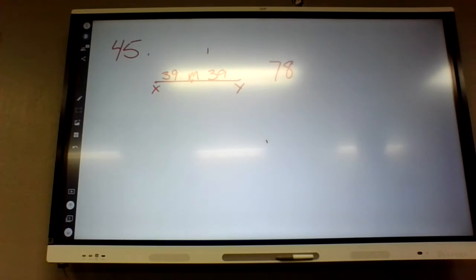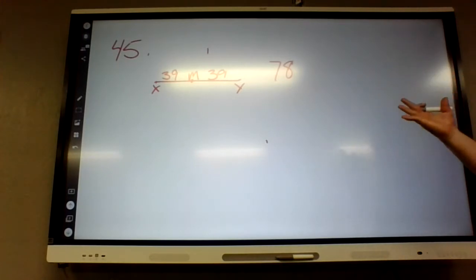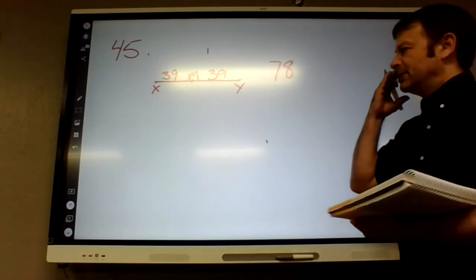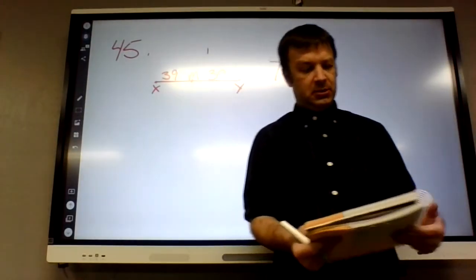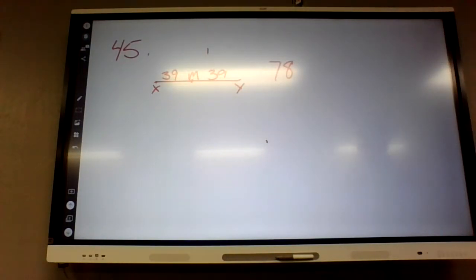People will see all those letters and panic because they don't know what's going on. So that's why the picture is very helpful. Once you see it in the picture, it gets really easy. 46 is pretty much the same, similar. I'll let you guys try it.